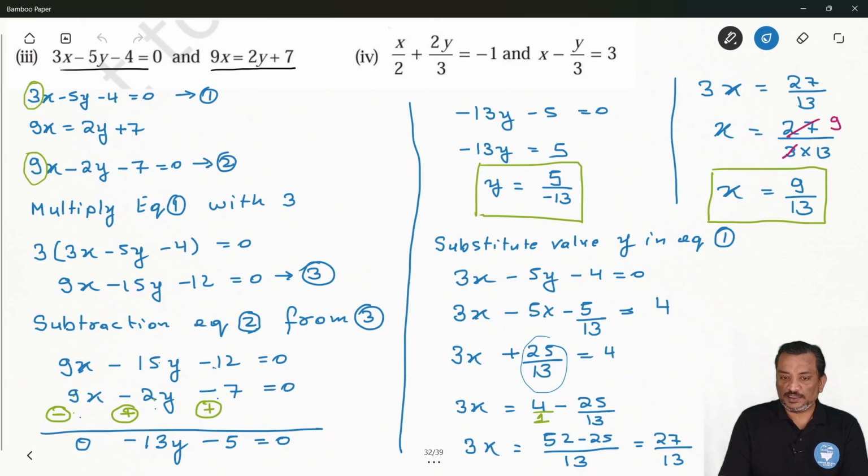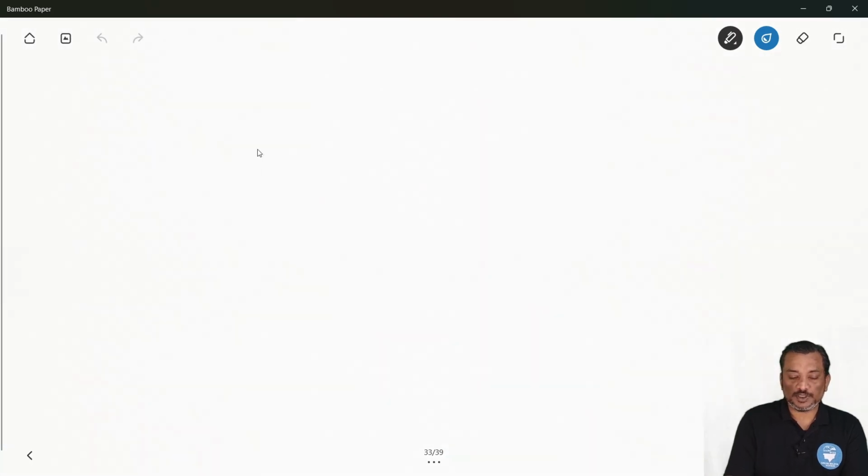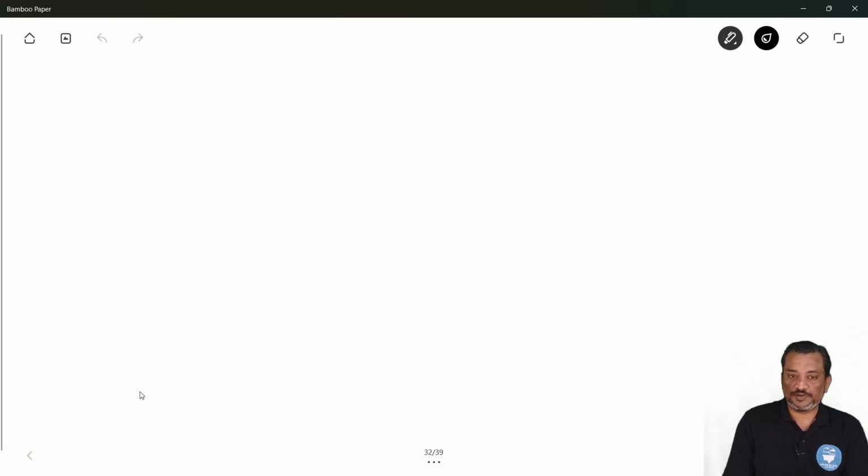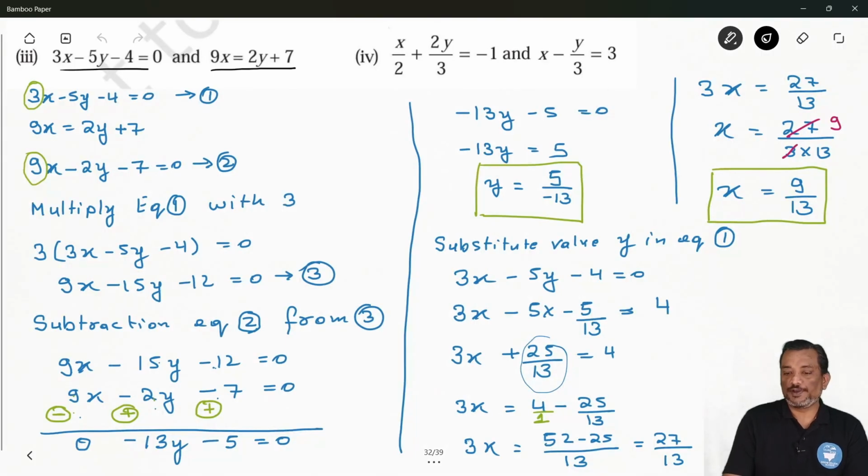Okay, let's try this one. So the fourth question equation is x over 2 plus 2y over 3 is equal to minus 1. And the second equation is x minus y over 3 is equal to 3. Okay, so check the equation once. Whether I have written the correct equation? Yeah, every equation is correct.